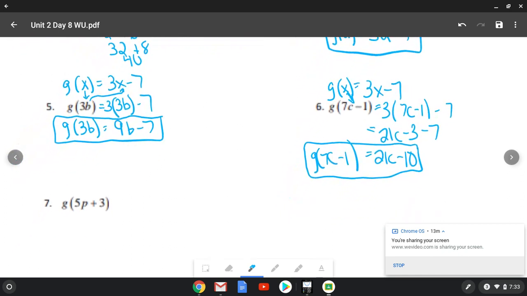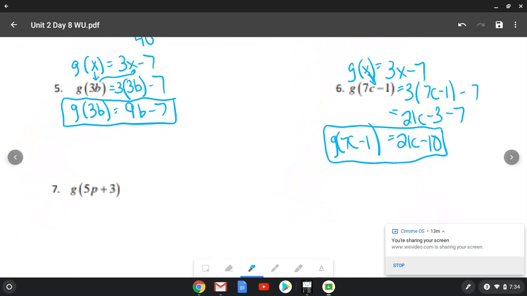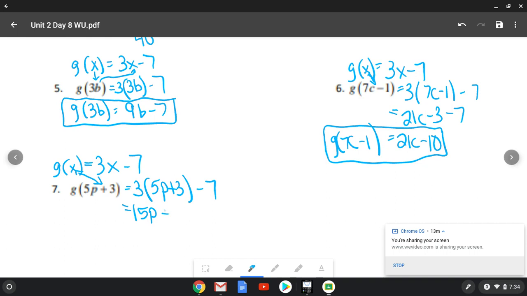And then number 7, same g of x. So we haven't wandered off from that, at least. That's good. Makes it simpler because we know what that equation is. So we're replacing x with this 5p plus 3. So instead of writing 3x, we write 3 times 5p plus 3, and then minus 7. We multiply it. We get 15p plus 9 minus 7.